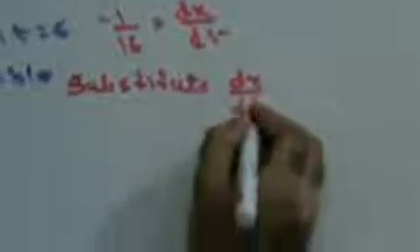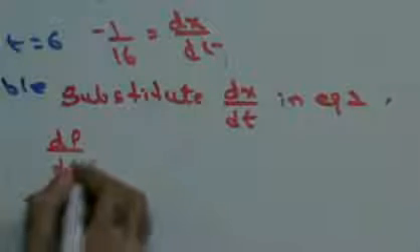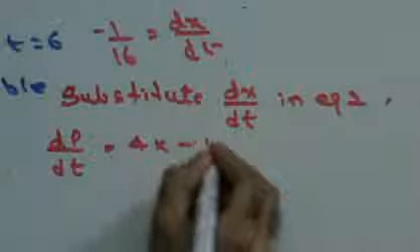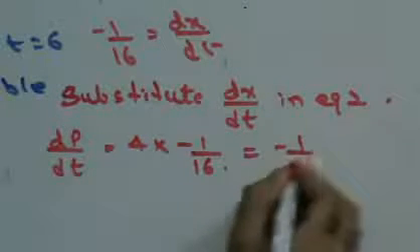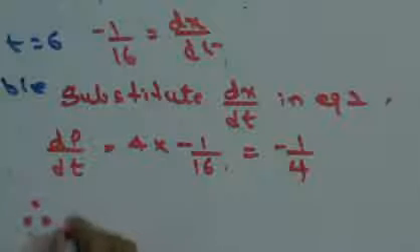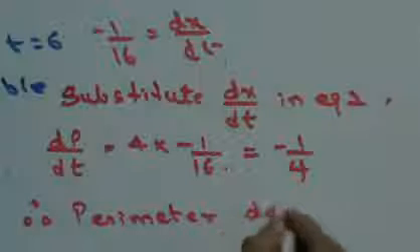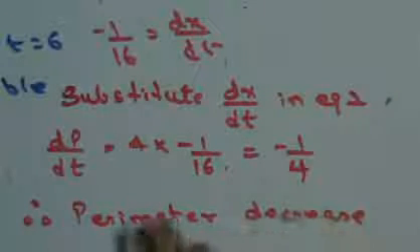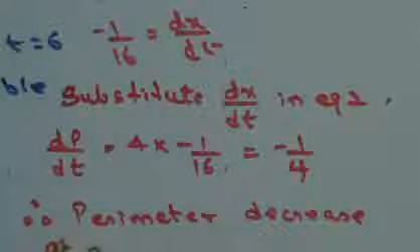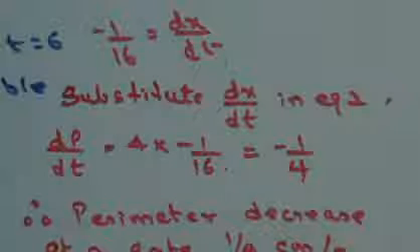dx/dt in equation 2. If I substitute dx/dt in equation 2, I'll get dP/dt is 4 into dx/dt, minus 1 by 16, that's minus 1 by 4. Right? So rate of change of perimeter is going to be nothing but minus 1 by 4. Therefore I can say that perimeter decreases or contracts at a rate of 1 upon 4 centimeters per second.